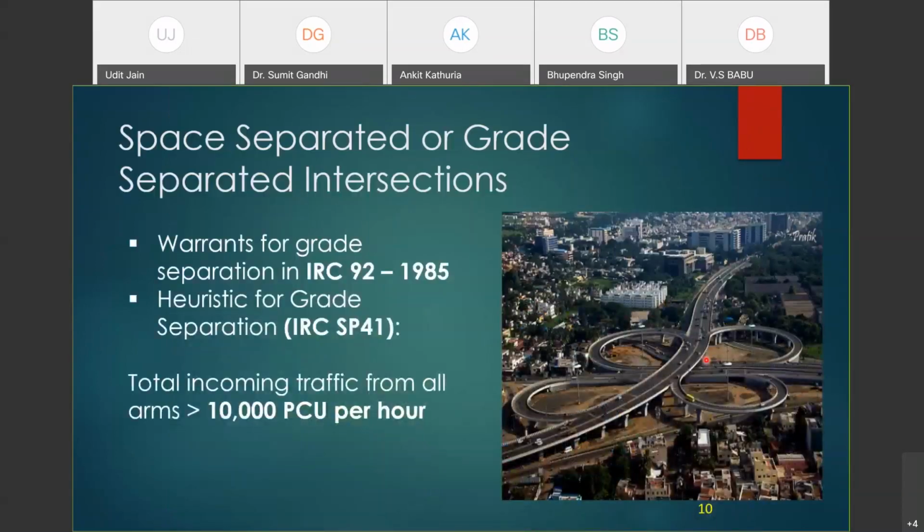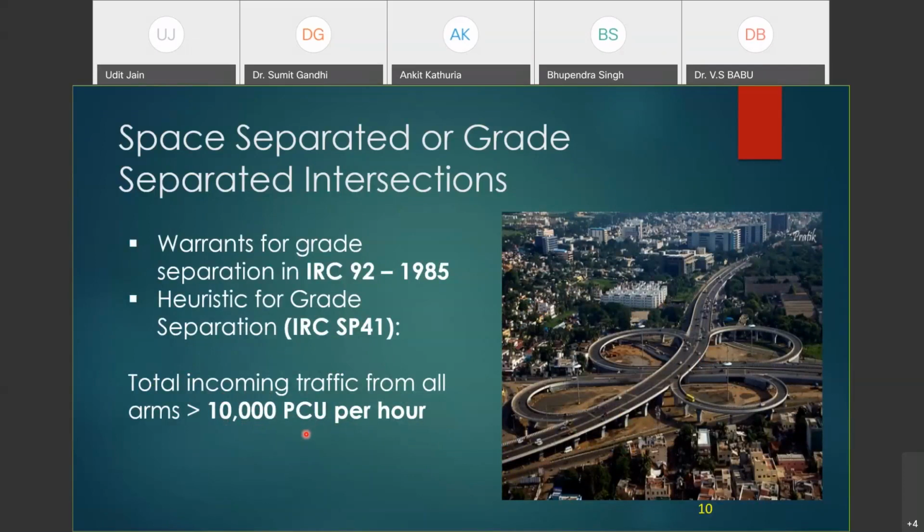The fourth type of intersection is the space-separated intersection, commonly known as the grade-separated intersection. In this, the warrants are again given in IRC 92, 1985 and the heuristics in SP 41. The simple heuristic for this is if the total traffic coming from all the four arms of the intersection exceeds 10,000 PCU per hour. PCU is passenger car units.